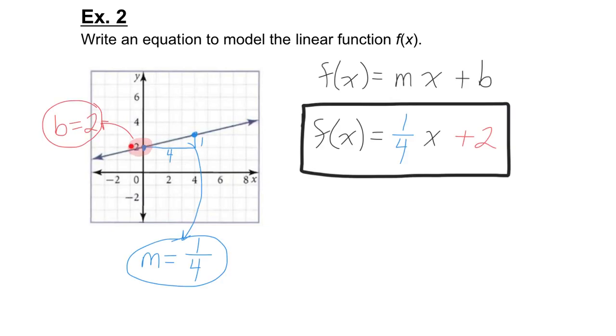Well, here we are. The y-intercept is 2. From one point to the next, you're going over 4 up 1, so the change in y is 1. The change in x is 4. The slope is 1 over 4. So the function is f of x equals 1 over 4 x plus 2.